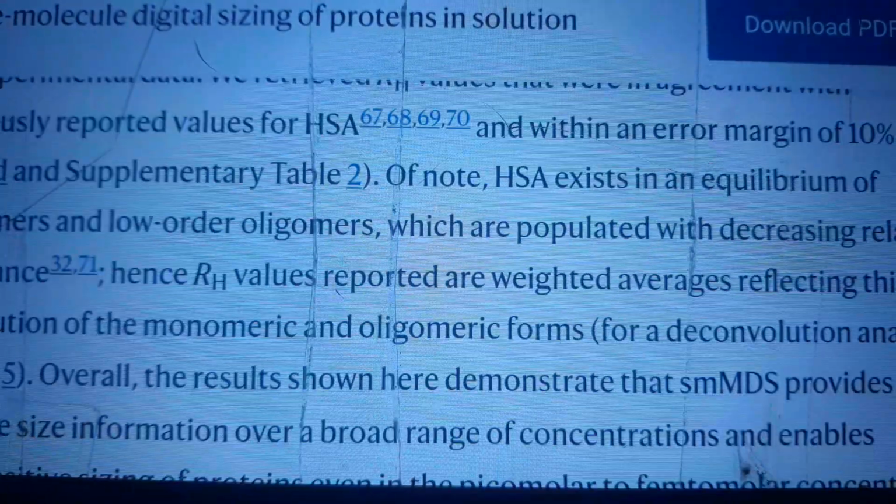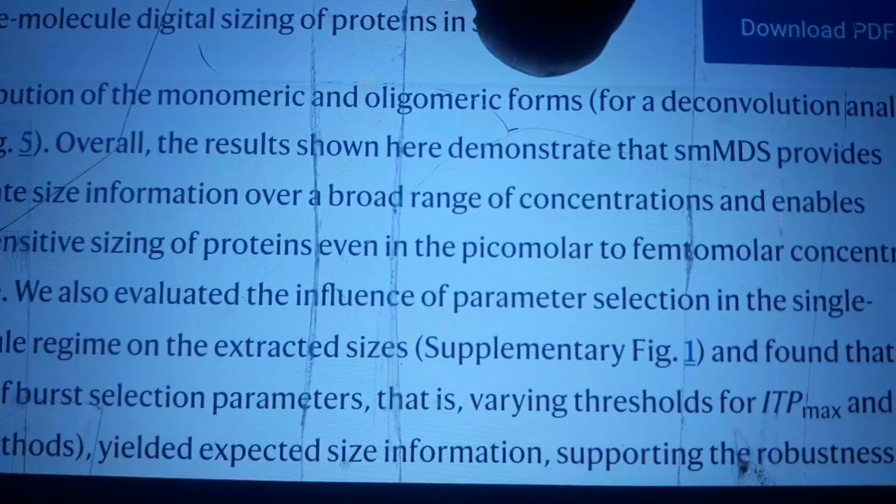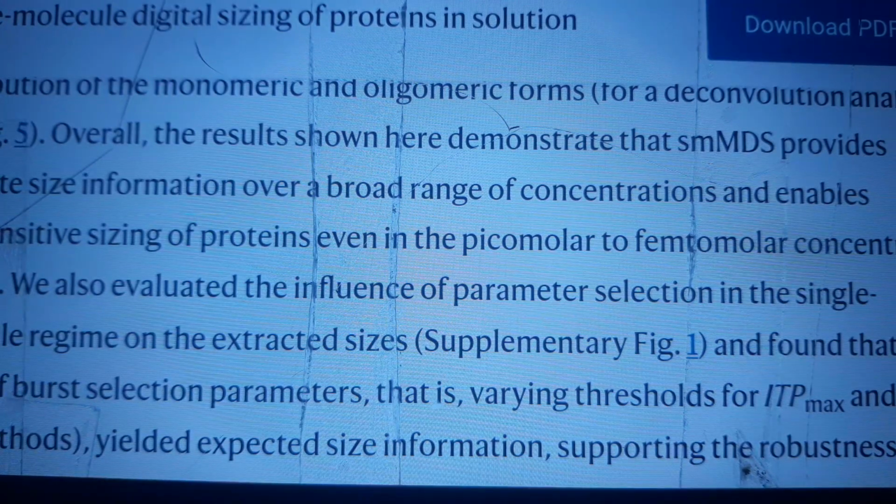Hence, HSA exists in an equilibrium of monomers and low-order oligomers, which are populated with decreasing relative abundance. Hence, the RH values reported are weighted averages reflecting this distribution of monomeric and oligomeric forms for deconvolution analysis. On the whole, the results shown here demonstrate that SM-MDS provides accurate size information over a broad range of concentrations and enables ultrasensitive sizing of proteins even in the picomolar to femtomolar concentration regime.